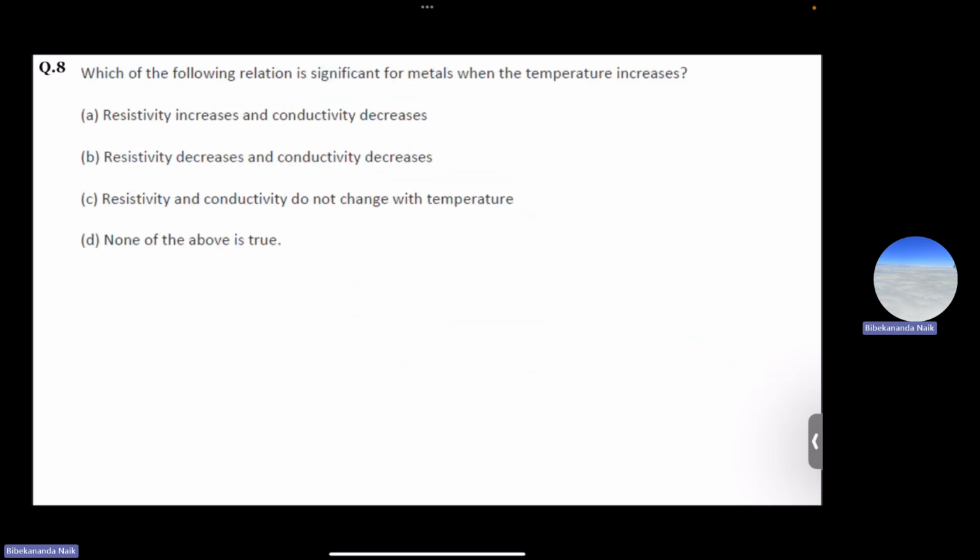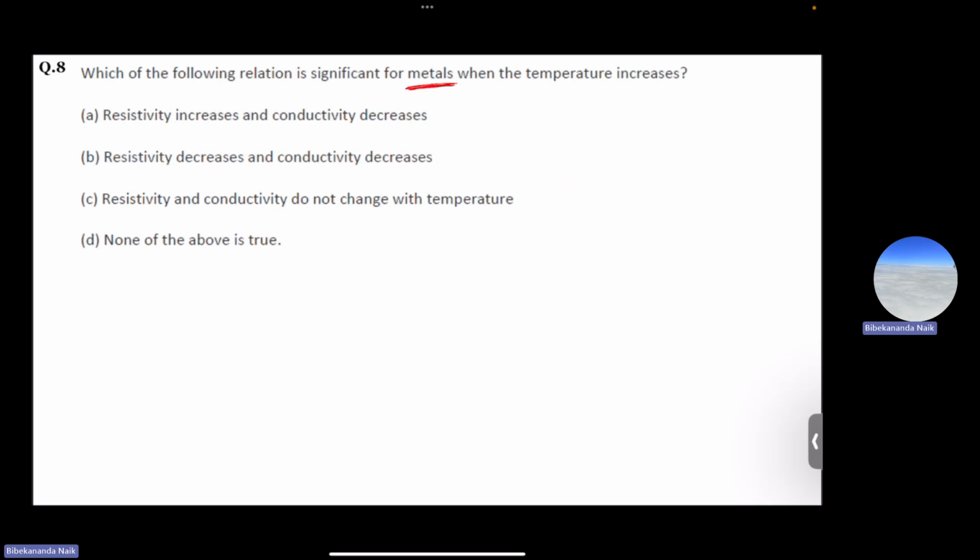Now we move to question number 8. Question number 8 says, which of the following relations is significant for metals when the temperature increases? So options are option A, resistivity increases and conductivity decreases. Option B, resistivity decreases and conductivity decreases. Option C, resistivity and conductivity do not change with temperature. Option D, none of the above is true.